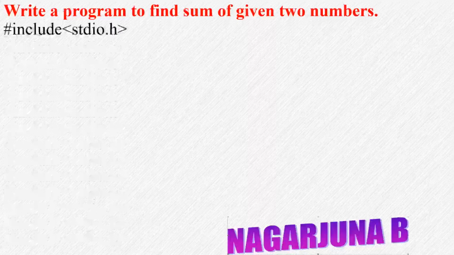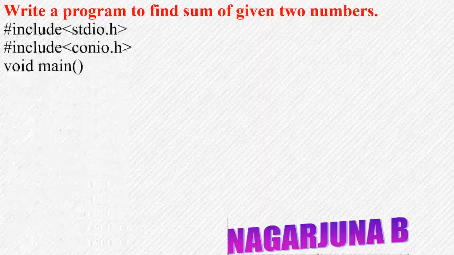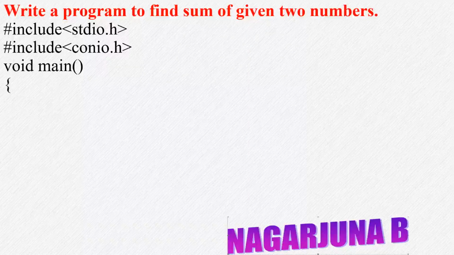First, we need to write the header files. After that, void main, open bracket, close bracket. After that, open the flower brace, which indicates the beginning of the main function. Then, we need to declare the variables.